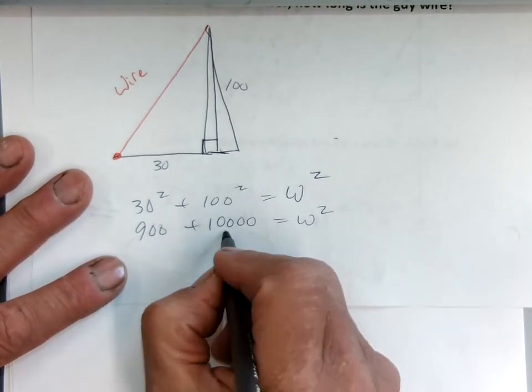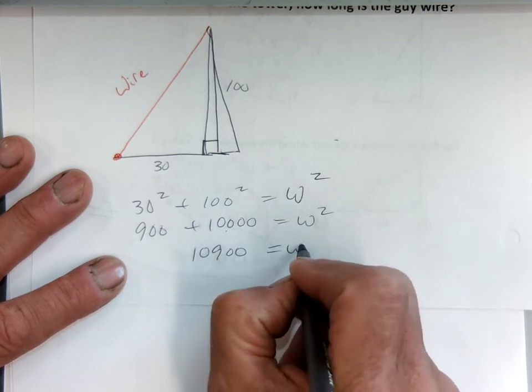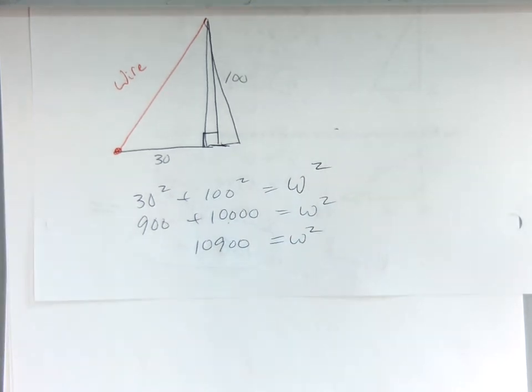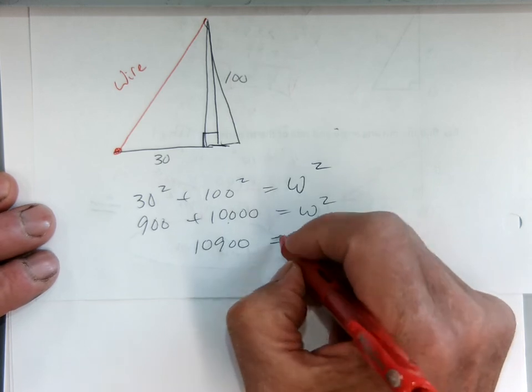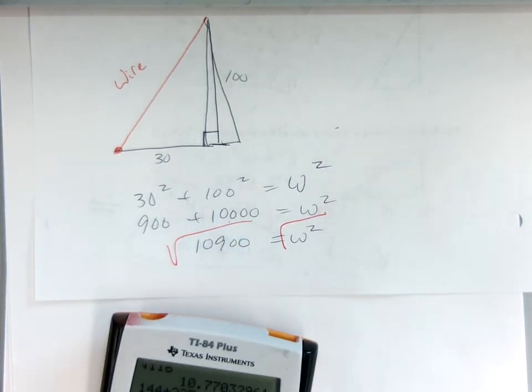Okay, so 30 squared, 900. 100 squared, let's see. 1, 2, 3, 4 zeros equals W squared. If I add these together, I get 10,900 equals W squared. I'll square root both sides. What is the square root of 10,900? And I get about 104.4.